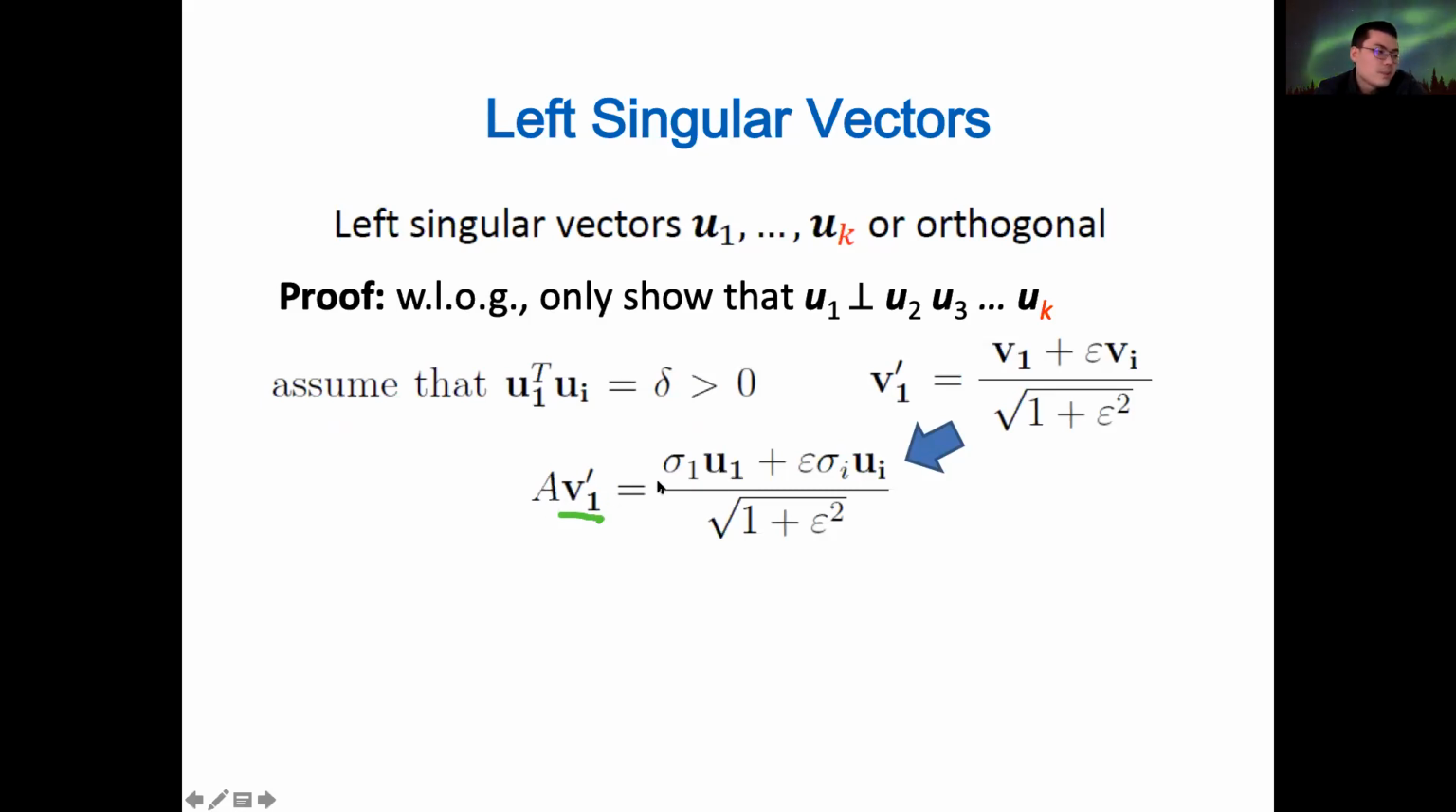So A times this one is going to be U times A here and U times A here, right? And A times V1 is sigma 1. Okay, A times Vi is sigma i times Ui, right? So this is how we get this thing.